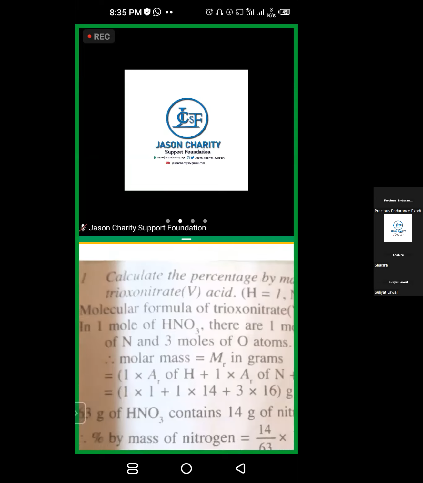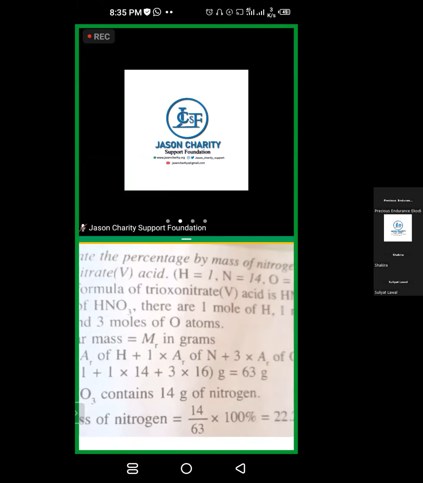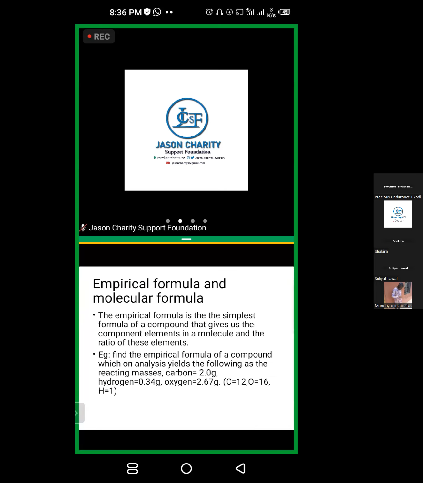Now, for us to get the percentage by mass, see it here. To calculate the percentage by mass of nitrogen, we pick out the atomic mass of nitrogen, which is 14, divided by 63, which is the relative molecular mass, times 100. That gives us 22.2%. If you bring out that of hydrogen and that of oxygen, you will get a total of 100, because it must always give you 100%, and it tells you the percentage of each element in the compound. That's one example.